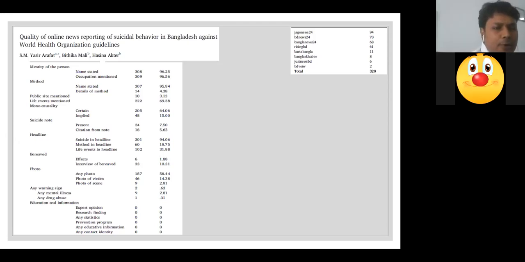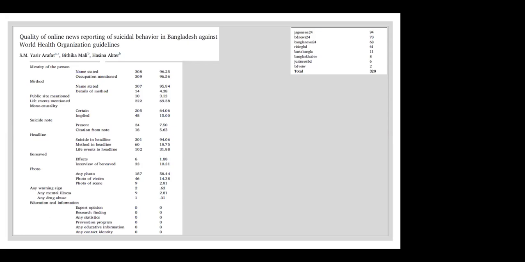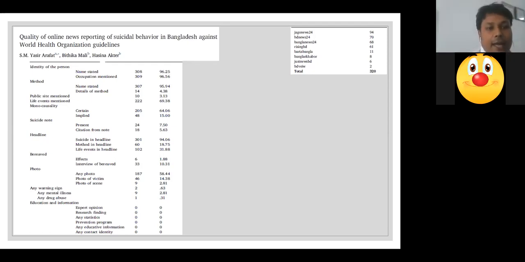The news portal has been reporting suicide news very frequently, and importantly, regarding educative materials, none of the reports mention expert opinion regarding suicide, research findings, any suicide-related statistics that can prevent suicide, any prevention program existing in Bangladesh, any educative or preventive information that can be used to prevent an attempt, or any contact identity of suicide prevention activities.